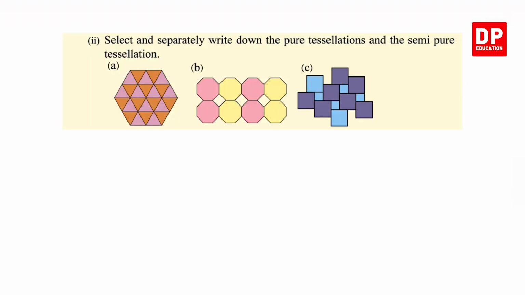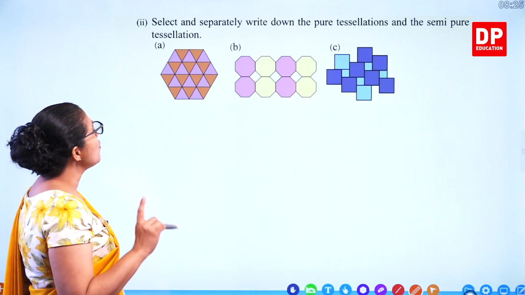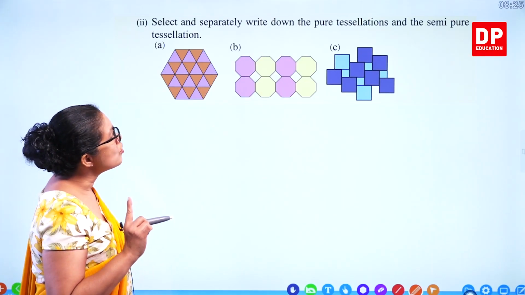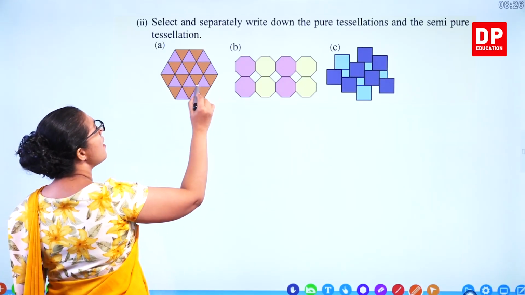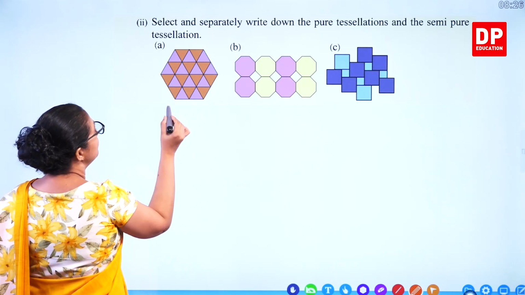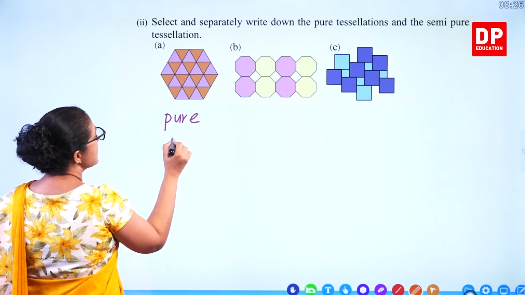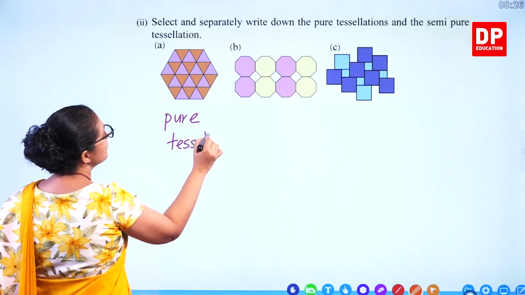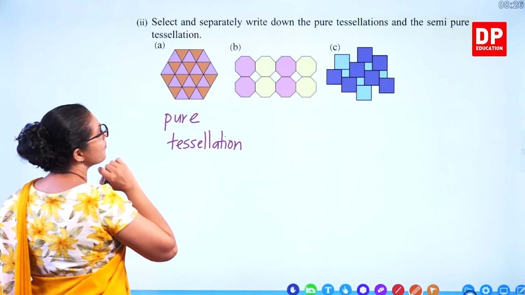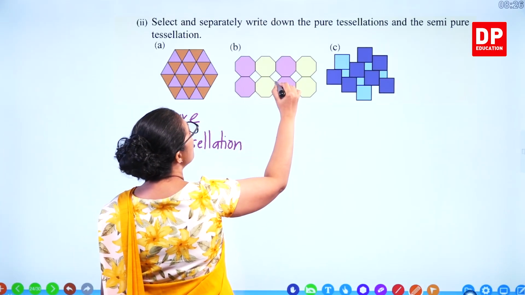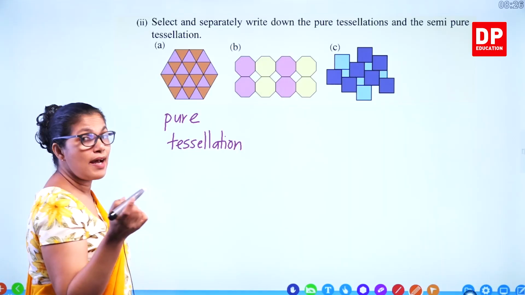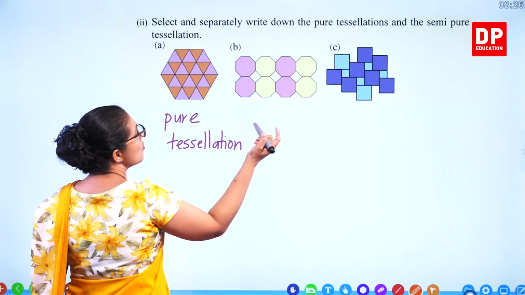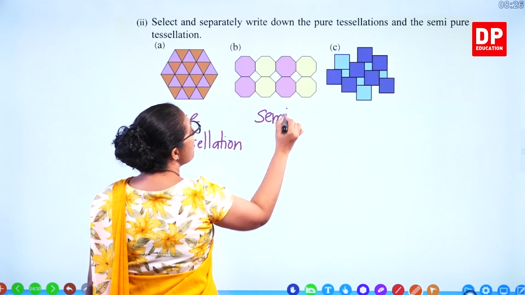Select and separately write down the pure tessellations and the semi-pure tessellation. So what's the difference? Pure means you can use only one shape. More than 2 shapes, that's called semi-pure tessellation. So look at this one, all are triangles. So this is pure tessellation. This one you get 1, 2, 3, 4, 5, 6, 7, 1, 2, 3, 4, 5, 6, 7, 8. Octagons are there. But in the middle you get squares. So that's semi-pure tessellation.